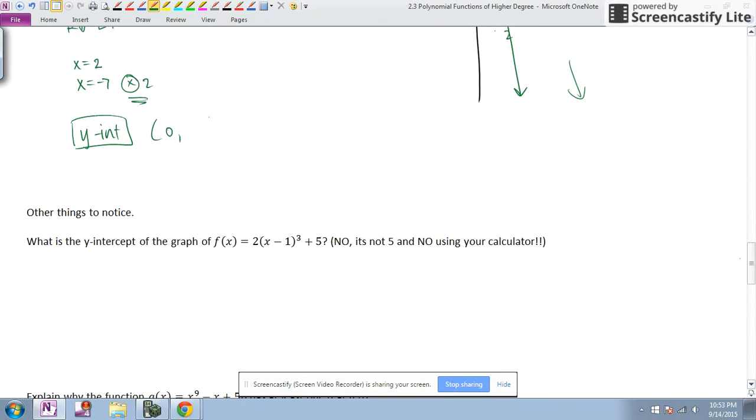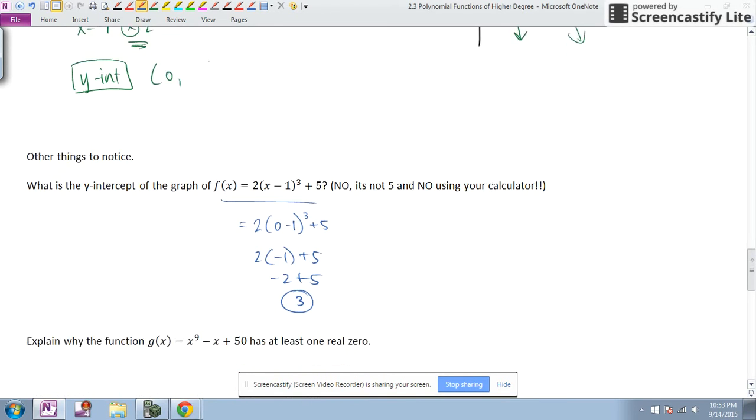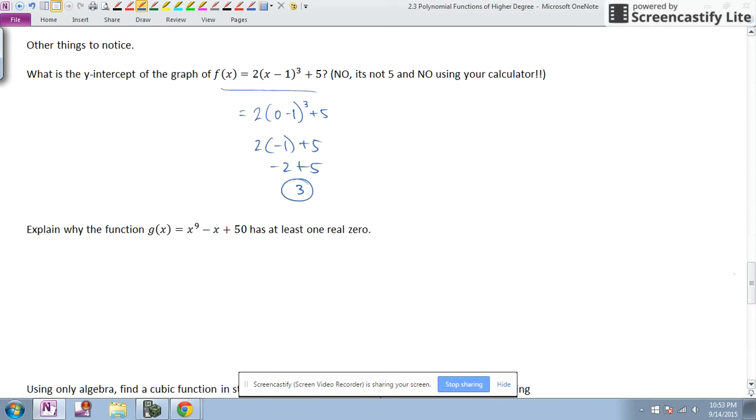All right, other things to notice. Like I've been saying, find the y-intercept. On this problem, the y-intercept is not 5, right? You have to plug a 0 in, so what do you get? You get 2 times 0 minus 1 cubed plus 5. What is that? 2 times a negative 1 plus a 5, so negative 2 plus a 5. Oh, the y-intercept would be 3. So you can always use that to plot on your graphing calculator.